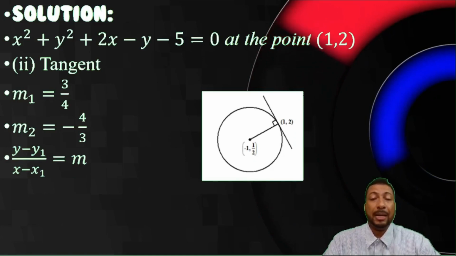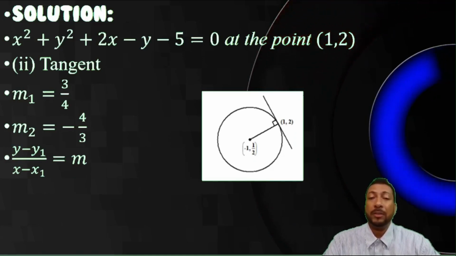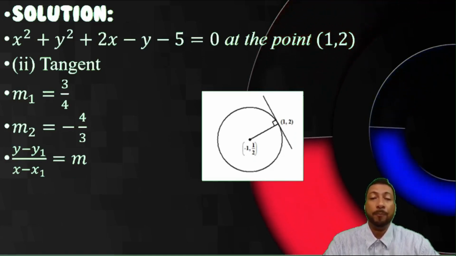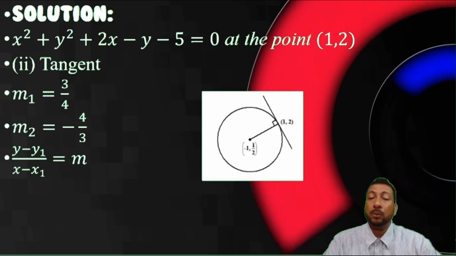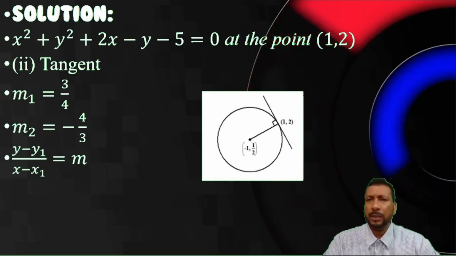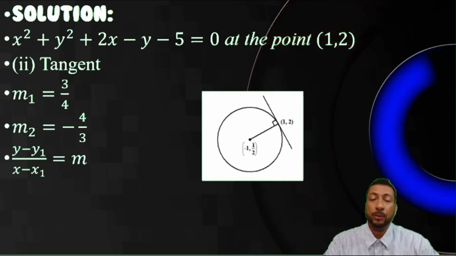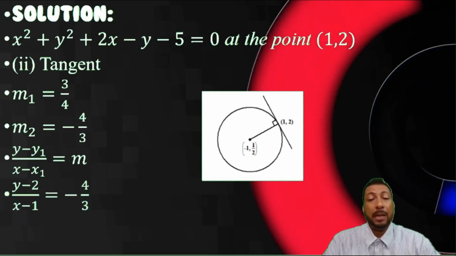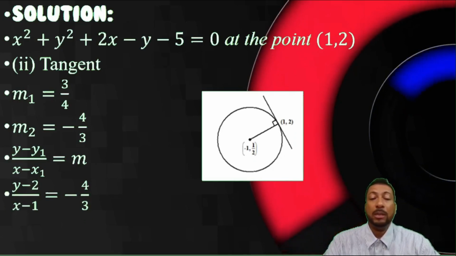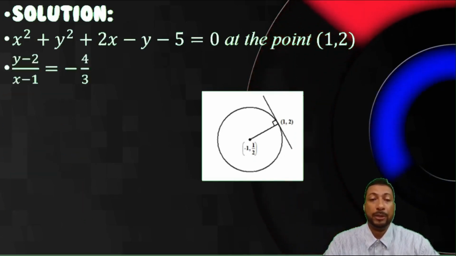So this time, instead of finding my equation of the line in slope-intercept form, I'll use the standard form. (y minus y1) over (x minus x1) is equal to m, and I substitute my values. So I'll have (y minus 2) over (x minus 1) is equal to -4/3.